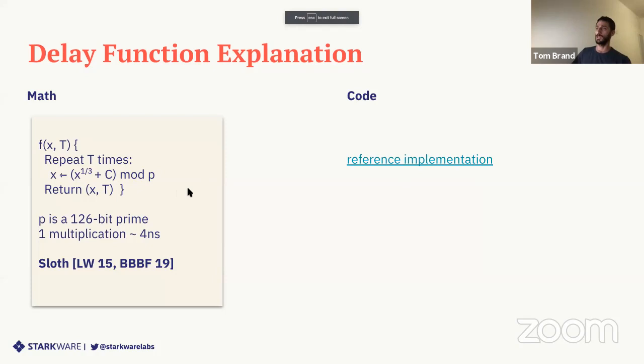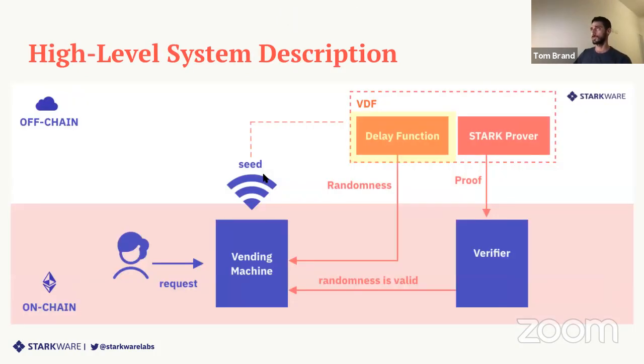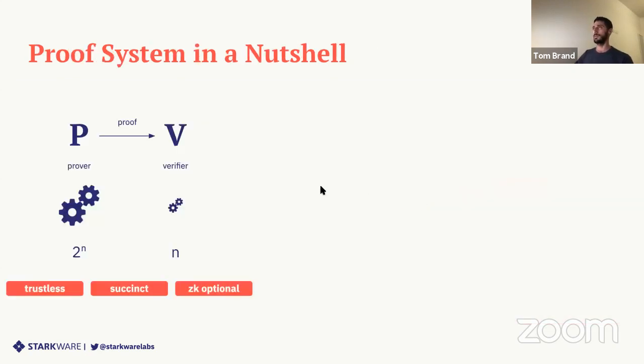So now I hope you understand the delay function. Feel free to ask any questions about it afterwards. Now that we have the delay function, we need to understand how we verify it. For this, we have the STARK provers. As I've said, STARK proofs, and proof systems in general, are the technology that we develop at StarkWare. I will explain it in a nutshell, and we will understand how it applies to our construction.